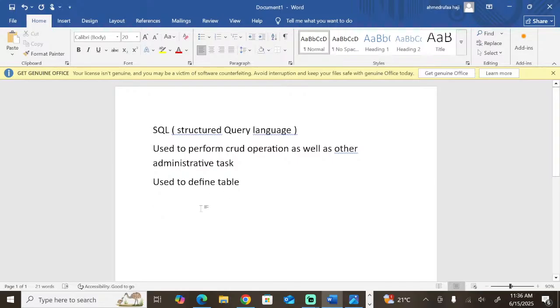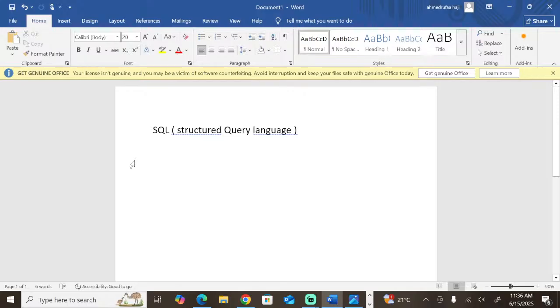It is used to define the tables, right? So with that being said, let's now talk about the next thing.